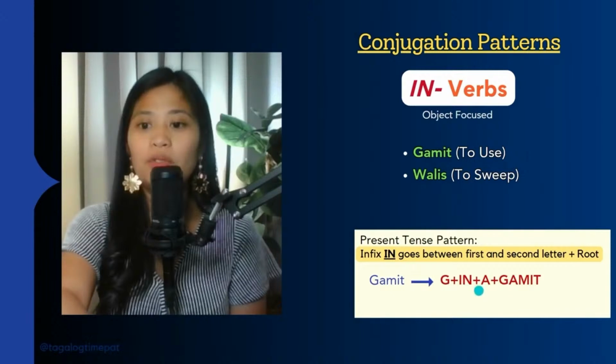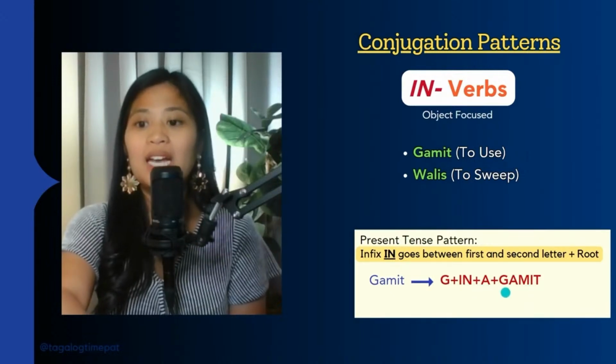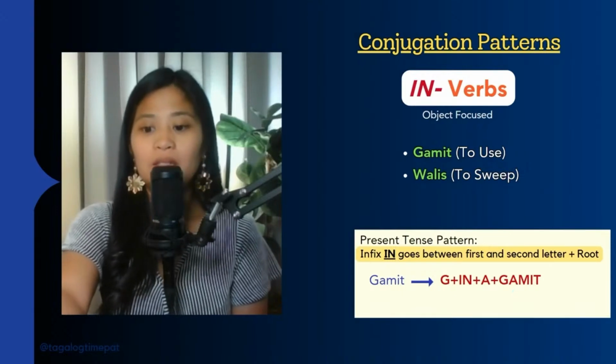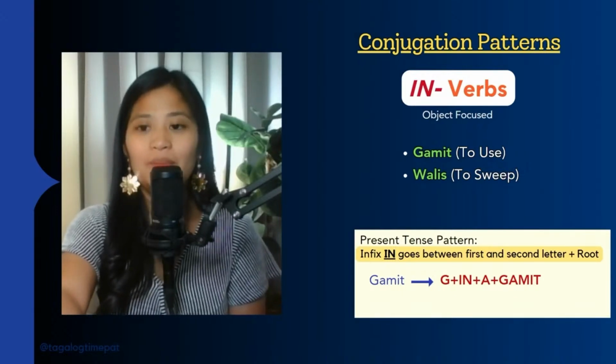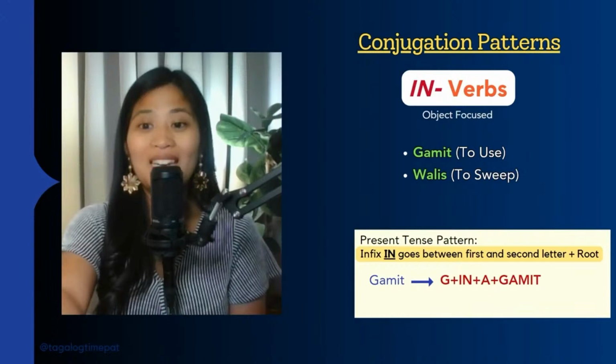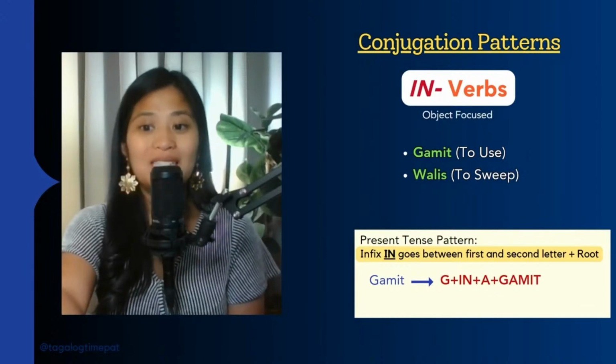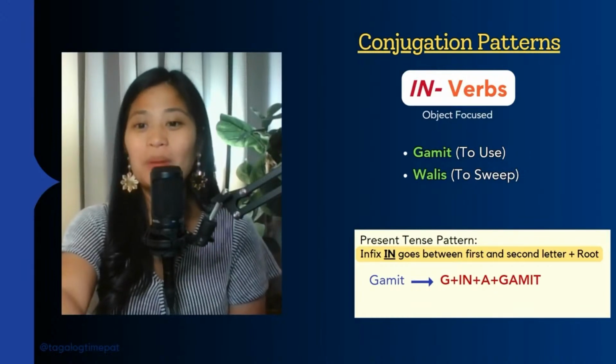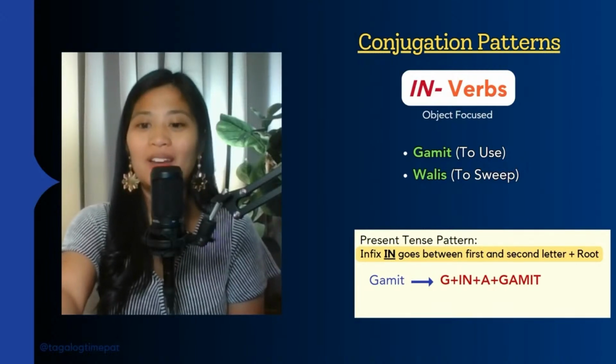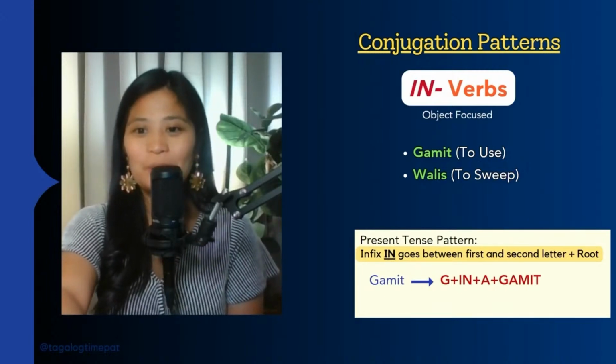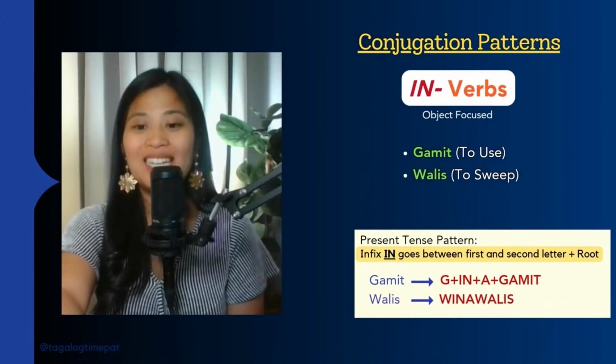In goes between the first and second letter, and then it's the root. Ginagamit ko. I am using something. Ginagamit. What do you think walis will be in the present tense? Remember to just use the pattern and plug everything in. Walis in the present tense is winawalis.